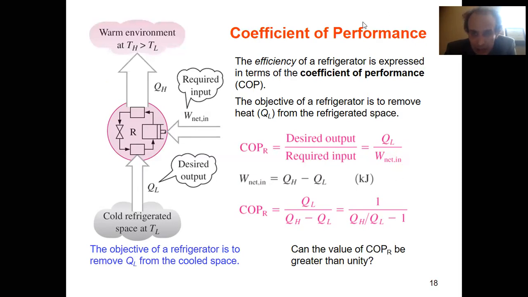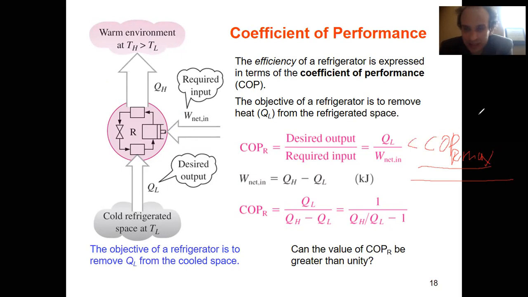Okay? Does it make sense? Yes. The coefficient of performance for refrigeration, a very good question, can be less than 1, can be larger than 1, can be equal to 1. Whatever, it depends on the system. But there will be some limitation. It should be less than some COP maximal. And this maximal value, we will discuss later what it is. There will be a formula for this.